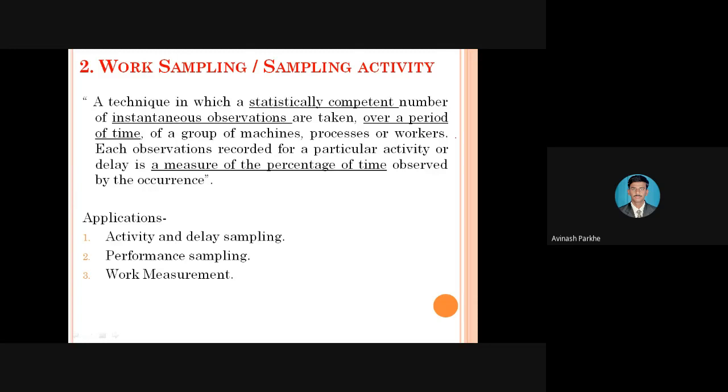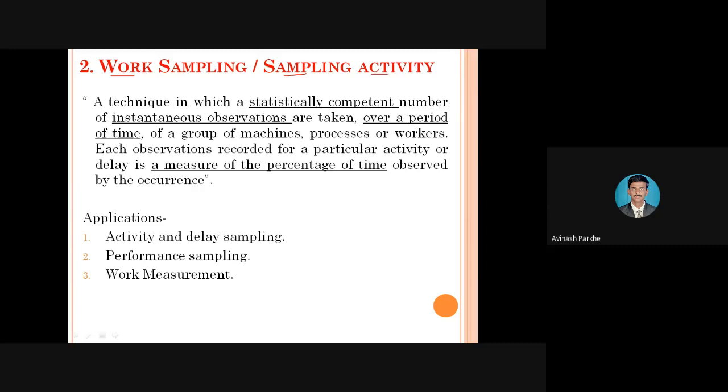Now in today's lecture, we will discuss the second method of work measurement, which is called work sampling. Work sampling is also called a sampling activity. This is the second technique used in work measurement to find the time required to perform the task. This second method is applicable for the man and the machine. What is the meaning of that? Whenever operators are working on any type of machine, how much amount of time is required to complete that particular task by that operator, that we are calculating.